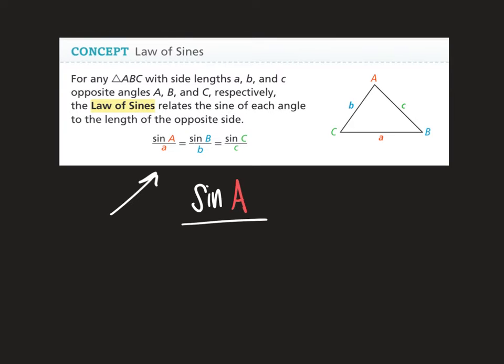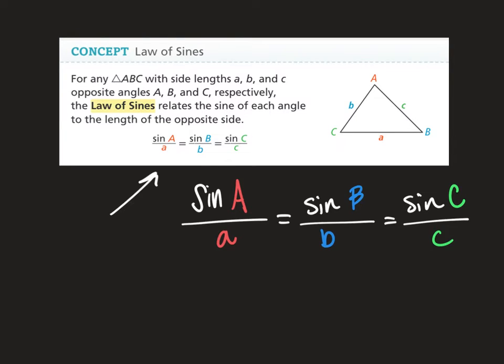over A, and that is equal to the sine of angle B over side B, and that is equal to the sine of angle C over side C. And that's it. We use the calculator for a lot of this, but it lets us have the ability to solve for a missing side or angle without having to have a right triangle, which is pretty cool.